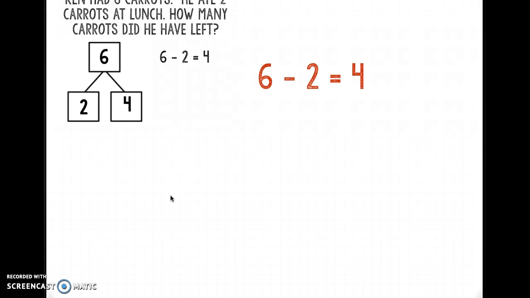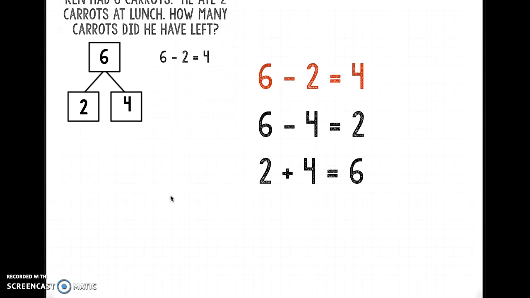So I knew 6 minus 2 equals 4. I should be able to do another subtraction one. Oh, yep, I can. 6 minus 4 equals 2. 2 more addition ones where I add the parts. 2 plus 4 equals 6. And 4 plus 2 equals 6.